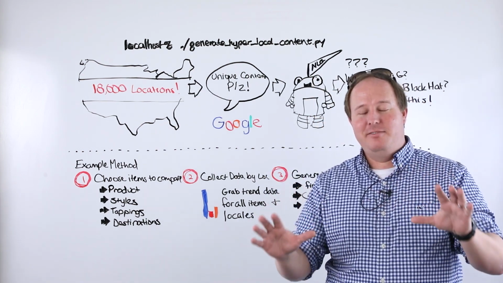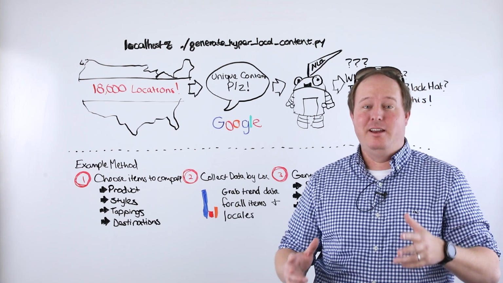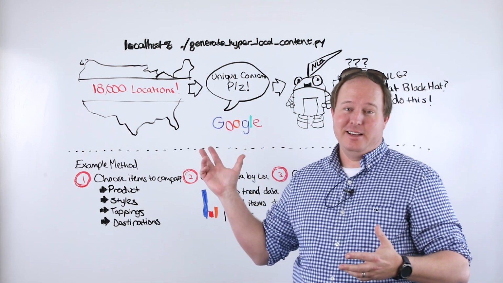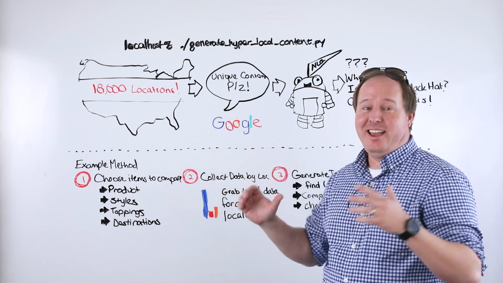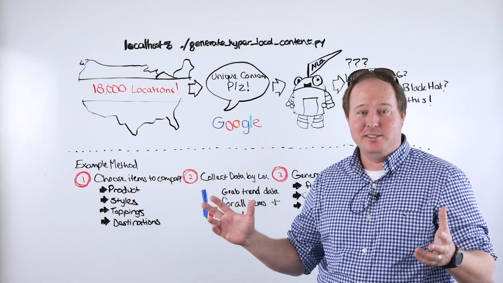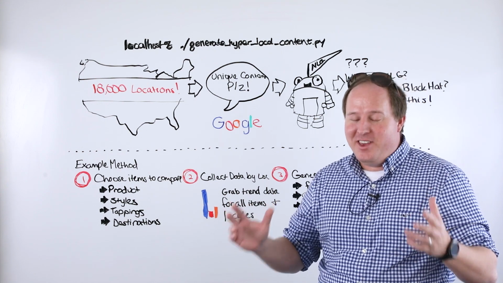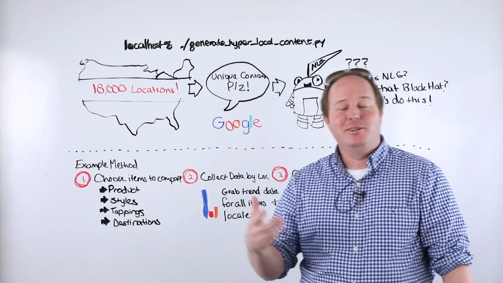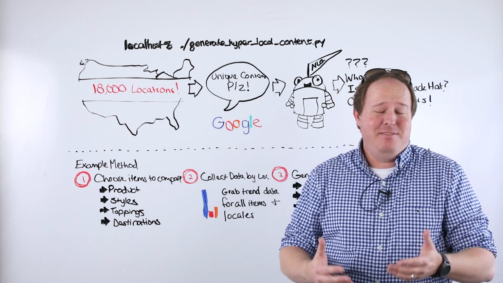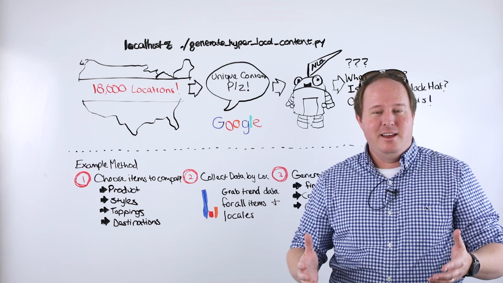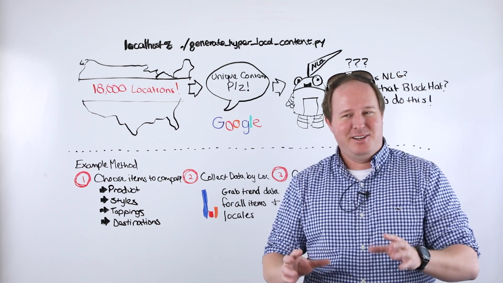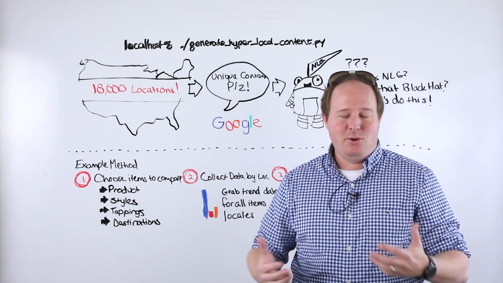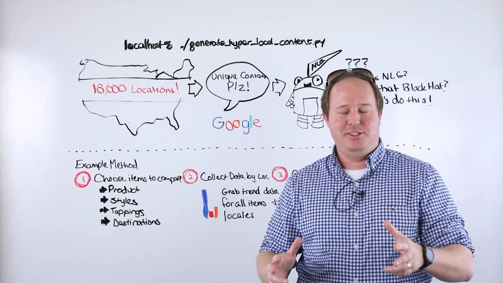So let me just give you the scenario, which is probably one you've been familiar with at some point or another. Imagine you have a new client, and that client has something like 18,000 locations across the United States. And then you're told by Google you need to make unique content. Now, of course, it doesn't have to be 18,000. Even 100 locations can be difficult, not just to create unique content, but to create uniquely valuable content that has some sort of relevance to that particular location.